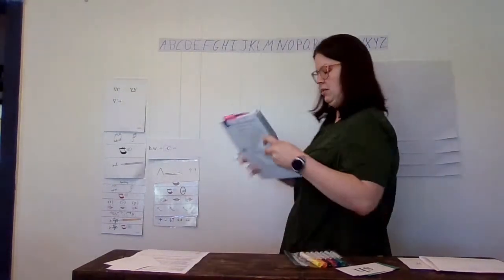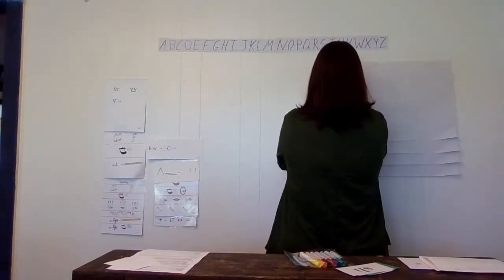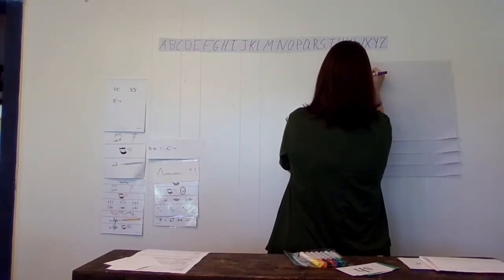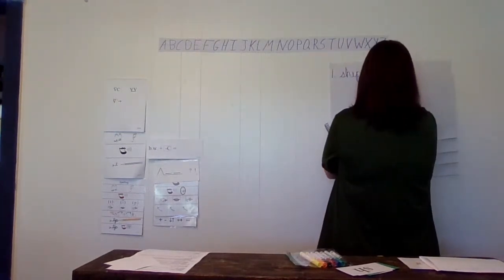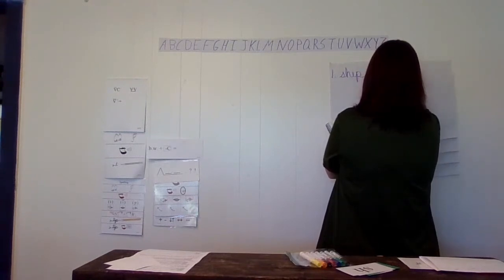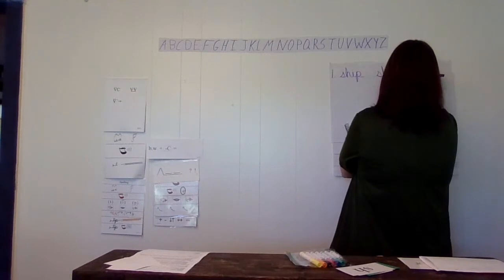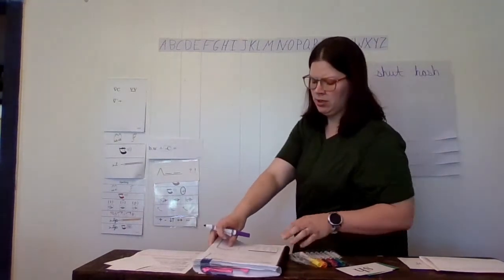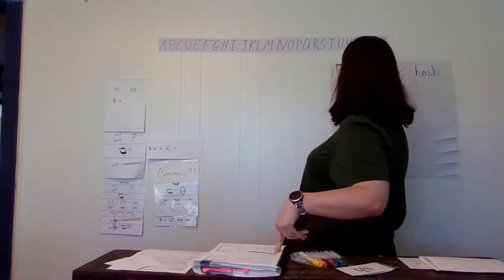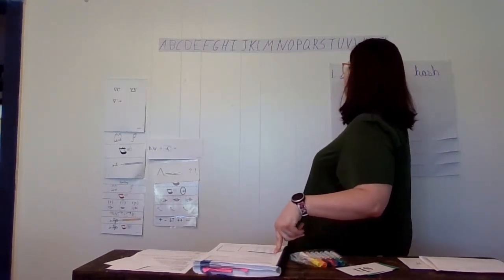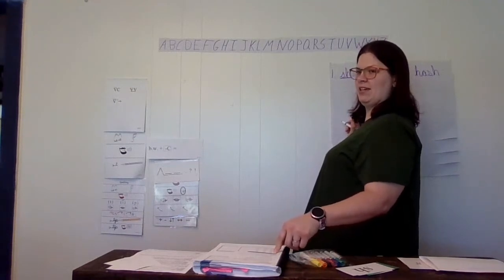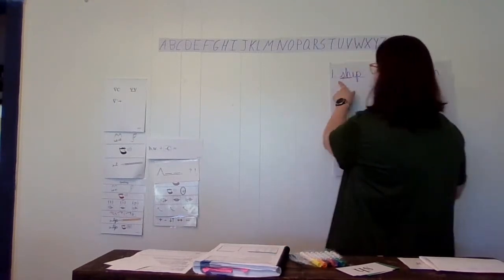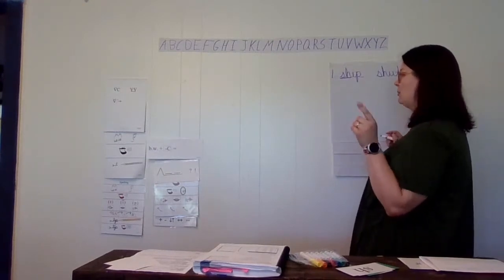All right. So the first row, we have S-H-I-P, S-H-U-T, and H-A-S-H. All right, so when we're coding this word, when I see digraph SH, I'm going to underline it because how many sounds does SH make? Shh. How many sounds is that? One. One sound. Good job. So my digraph SH is underlined because it makes one sound.